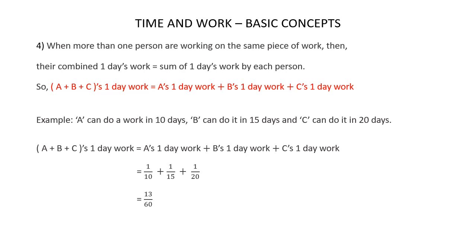Remember that one day work is the reciprocal of the total number of days taken to complete the work. So A's one day work is 1 by 10 and B's one day work is 1 by 15. C's one day work is 1 by 20. So now you have A plus B plus C's one day work is equal to 1 by 10 plus 1 by 15 plus 1 by 20, which is nothing but 13 by 60.